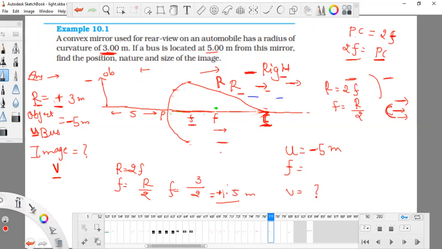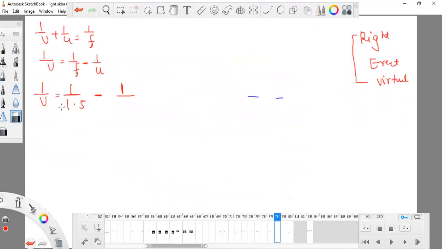Now having this, I'm just taking this, and we know that U is the object, and it is always present on the left side. So I'm writing U, and my U was 5 meter. So this is 1 by V. I'm just calculating this by taking the LCM. So this is 1 upon 1.5, this minus and minus will get plus, and it will be 5 meter.